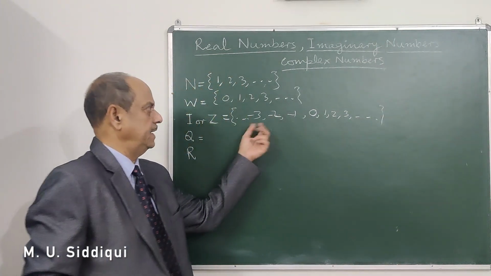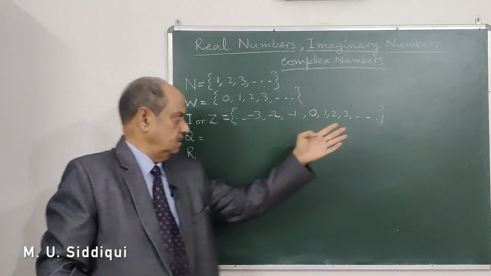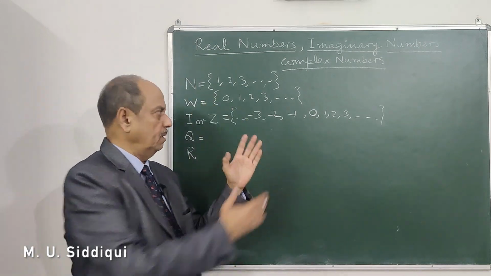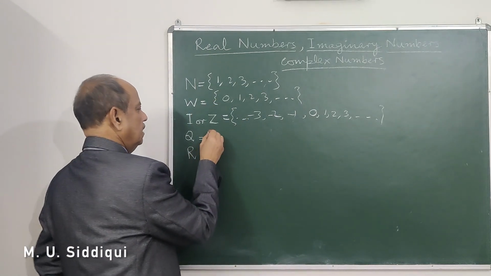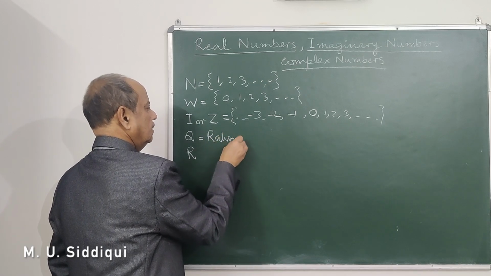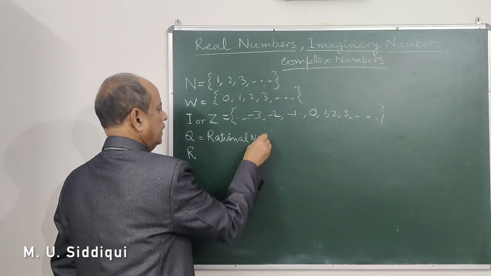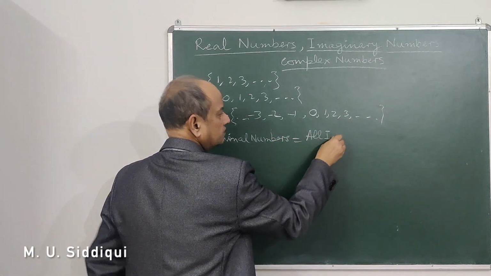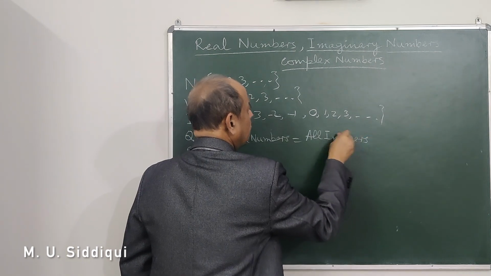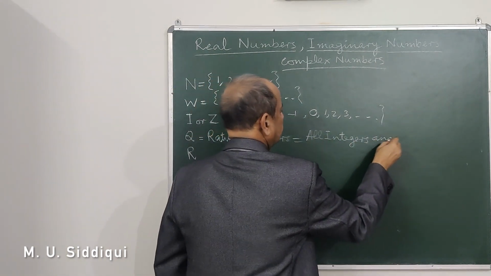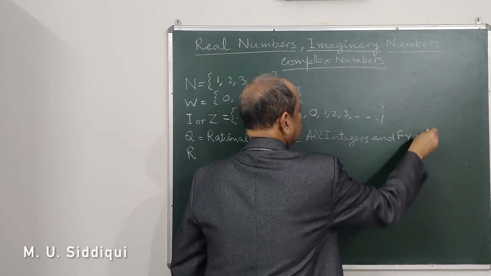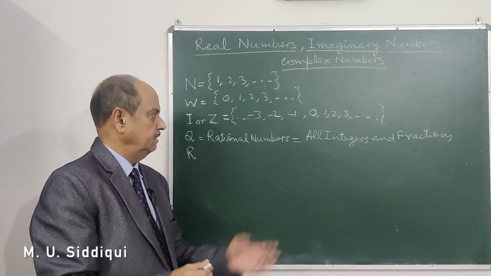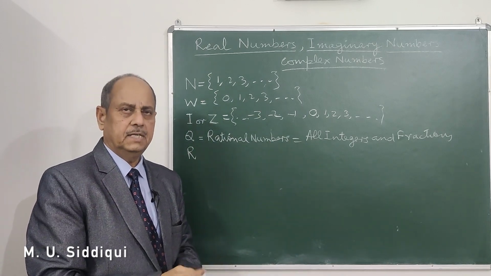This is open on both the sides. After 3, 4, 5, similarly more numbers, and similarly -3, -4 and so on. So open on both the sides. Q is the rational numbers. Rational numbers include all integers and fractions. All integers and fractions.